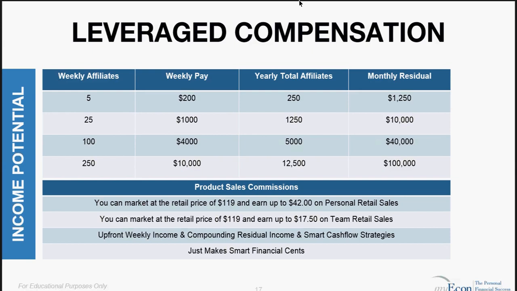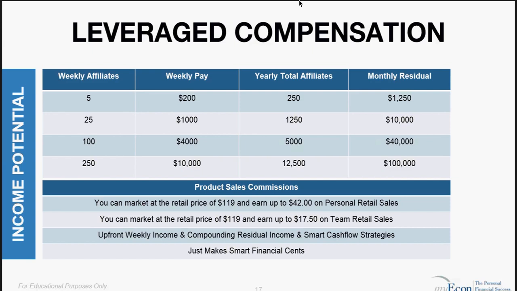Just imagine if you had a weekly 5 affiliates joining your organization. Okay, you'll get $200 in weekly pay and a yearly total of affiliates, if you're averaging 5 a week, of 250 affiliates per year. And that's a monthly residual that you can have of $1,250. Not bad. Now let's just say you wanted to scale up, or you had a network of people and you wanted to scale up.